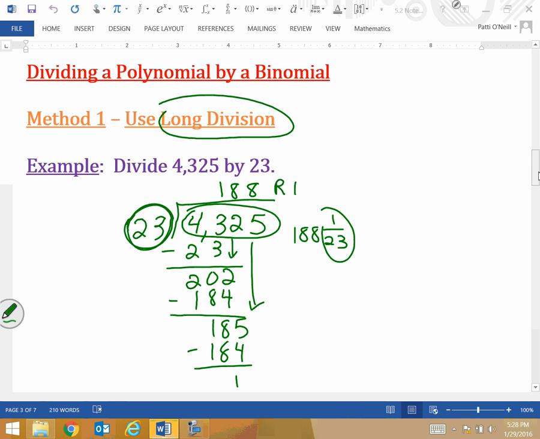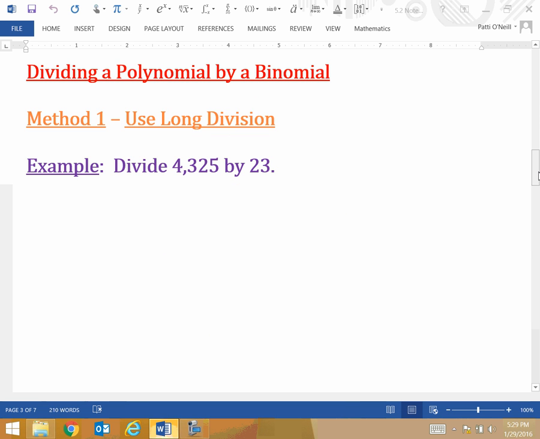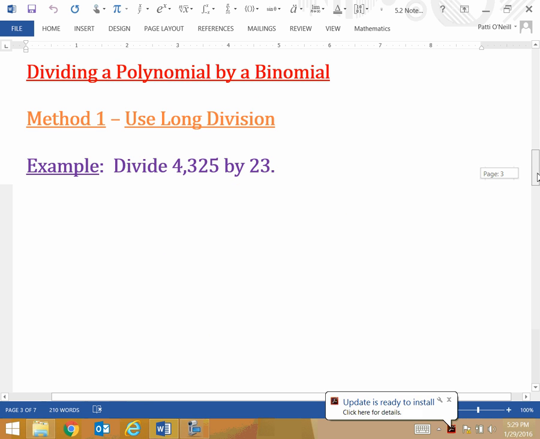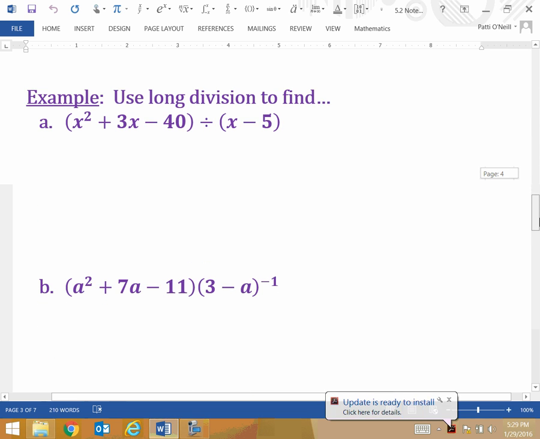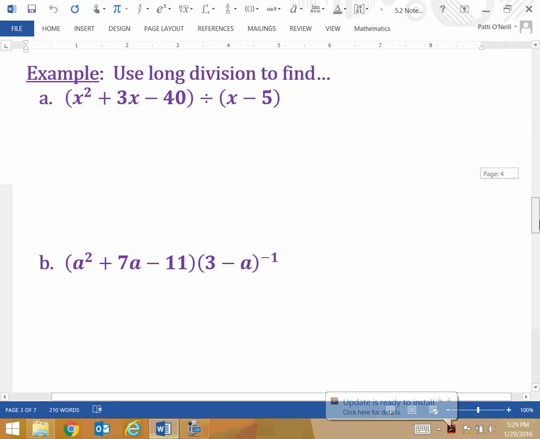So I need you to just kind of refresh your memory about that because the next problem that we're going to work with is going to involve variables along these lines. So I'm going to move into something like that to show you how we're going to work with the polynomials that we've been seeing in our problems. So these examples say use long division to find x squared plus 3x minus 40 divided by x minus 5.